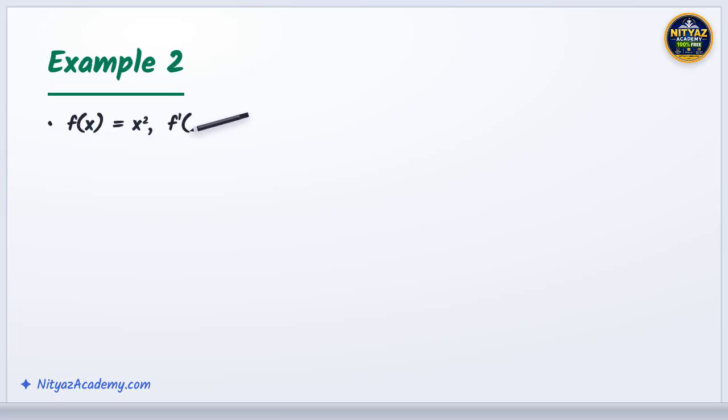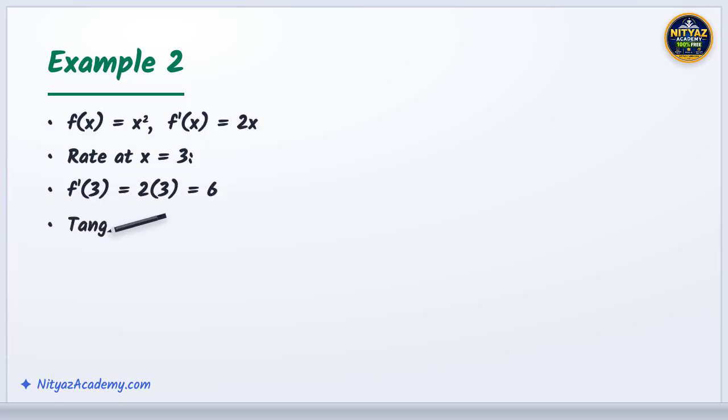Now use that result. Since the derivative of x squared is 2x, the instantaneous rate of change at x equals 3 is 2 times 3, which is 6. That means at the point where x is 3, the curve is rising 6 units up for every 1 unit across. The tangent line there has slope 6.